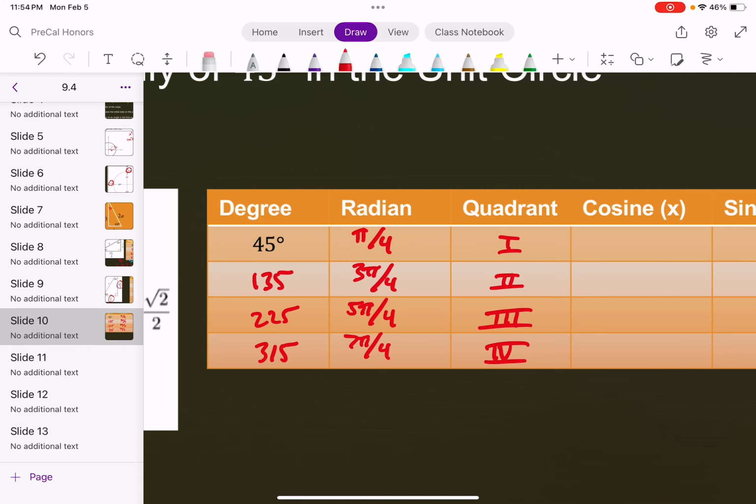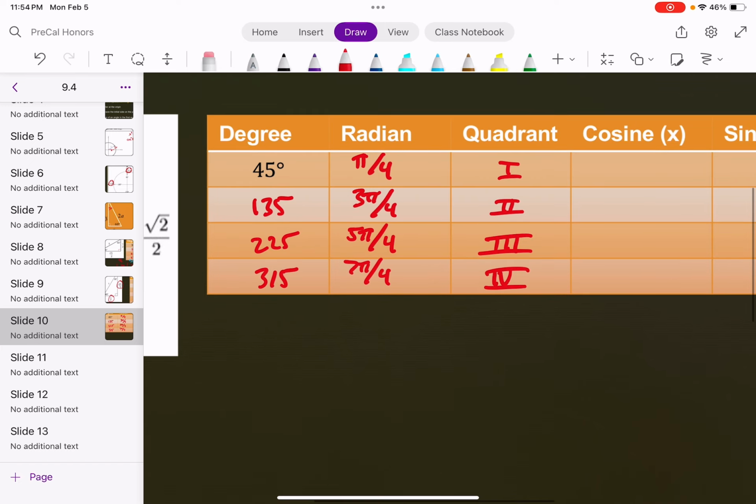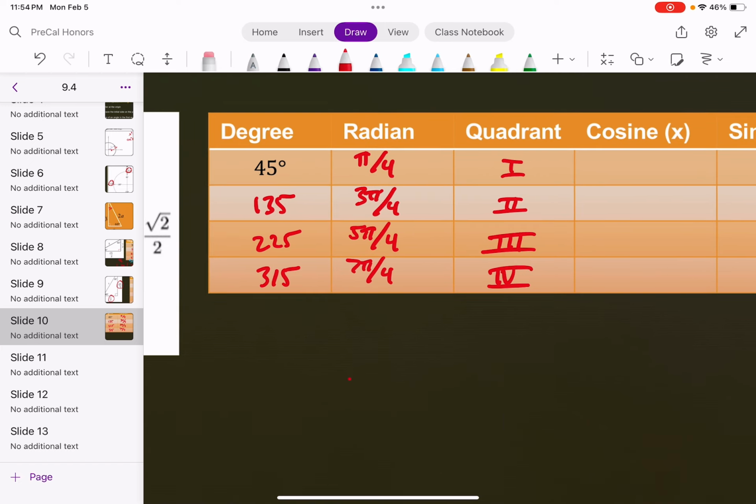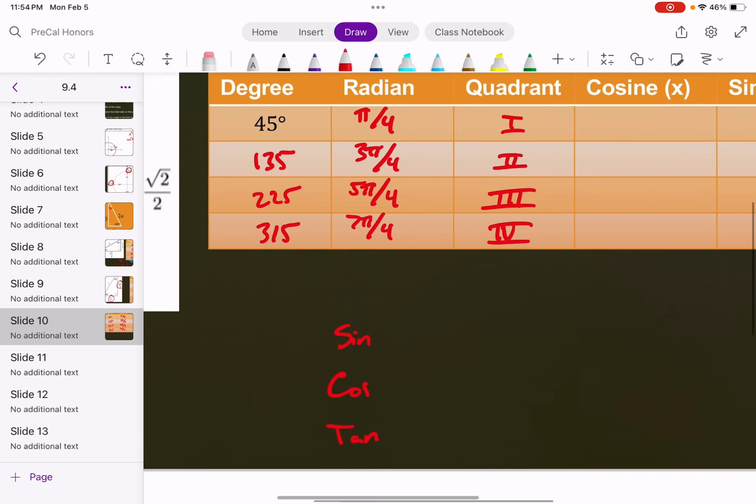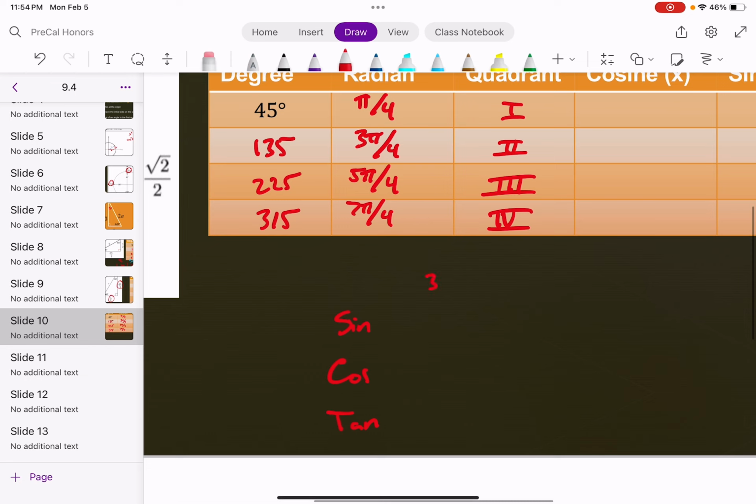Now, in order to find your cosine and your sine for this problem, one of the easiest ways to do it would be to go ahead and create your sine cosine tangent. And what you're going to do is you're going to fill it in for your 30, 45, and 60.